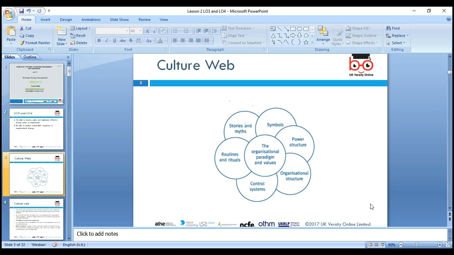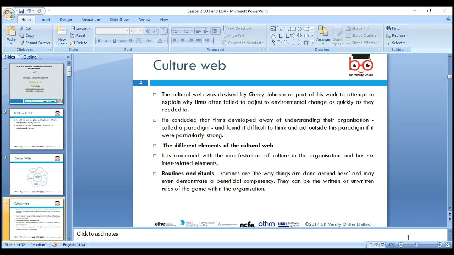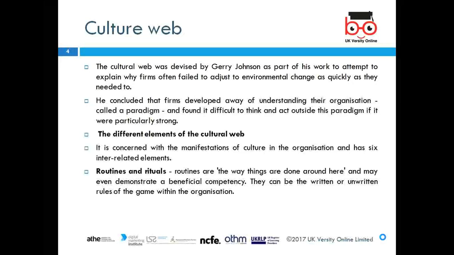The cultural web is one of the models we need to look at. Culture is based on various things like stories, routines within our organization, control systems in place, symbols we use that represent the culture, and the power structure within the chain of command, or what we call organization structure. All of these lead to the culture of an organization, and we need to understand the culture, because a change actually means you're changing the culture of the organization.